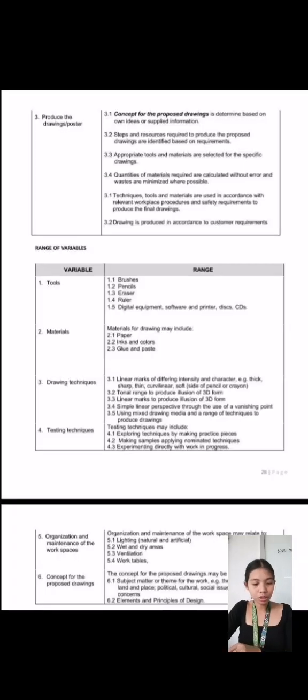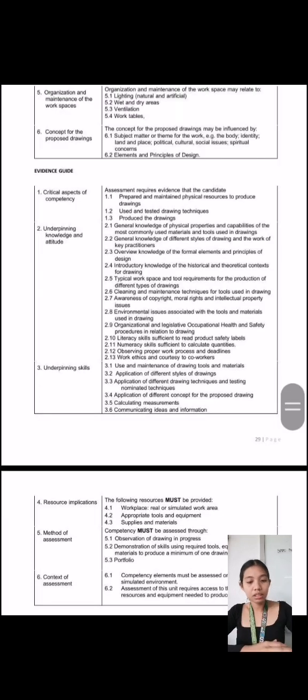Range of variables contains tools, materials, drawings, techniques, testing techniques, organization and maintenance of the workspaces, and concepts for the proposed drawings. While the evidence guides are critical aspects of competency, underpinning knowledge and attitude, underpinning skills, resource implication, method of assessment, and context of assessment.